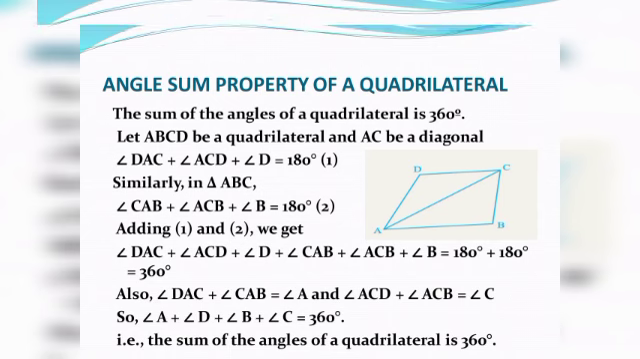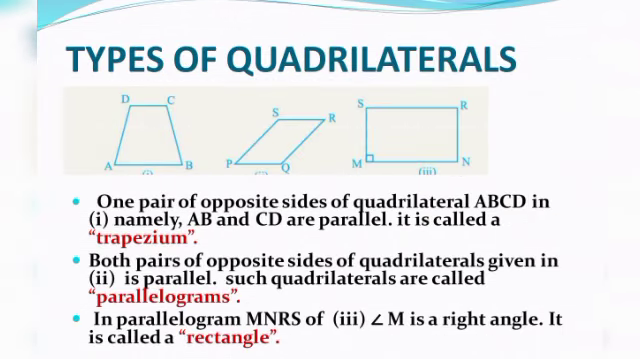And then comes types of quadrilaterals. There are different types of quadrilaterals. Look at the figure and observe that if one pair of opposite sides of a quadrilateral ABCD in figure 1, namely AB and CD, are parallel, you know that it is called a trapezium.